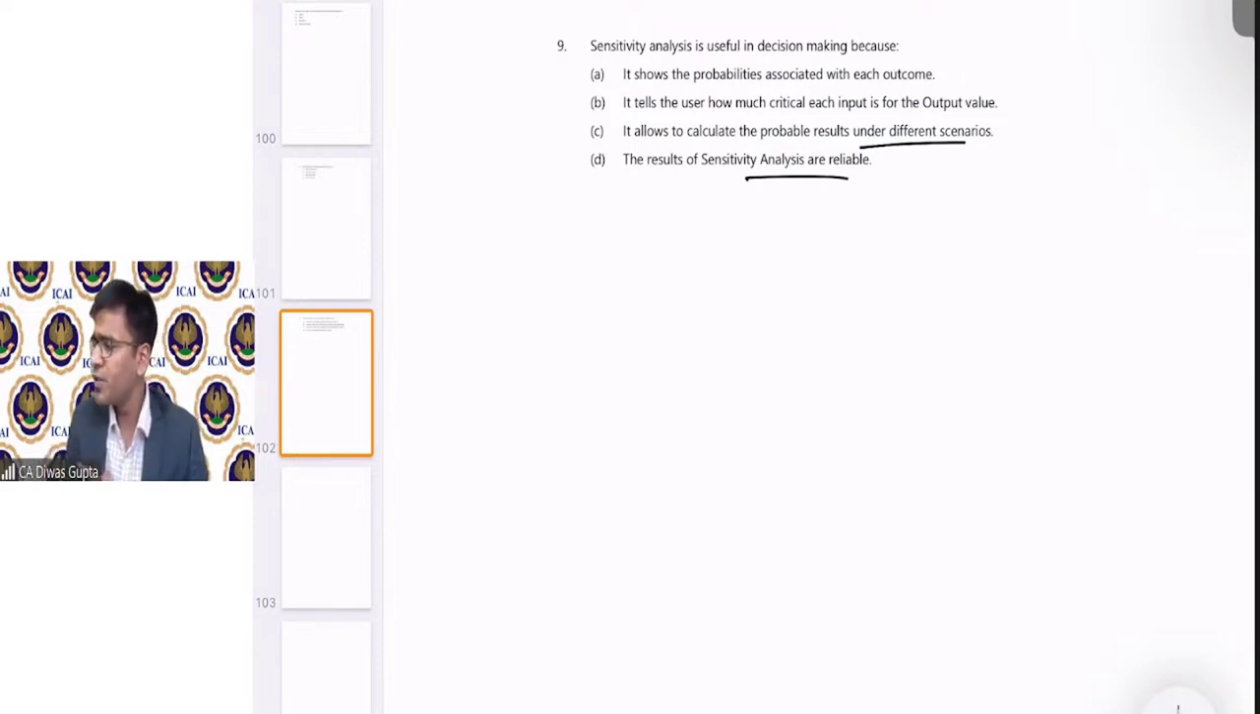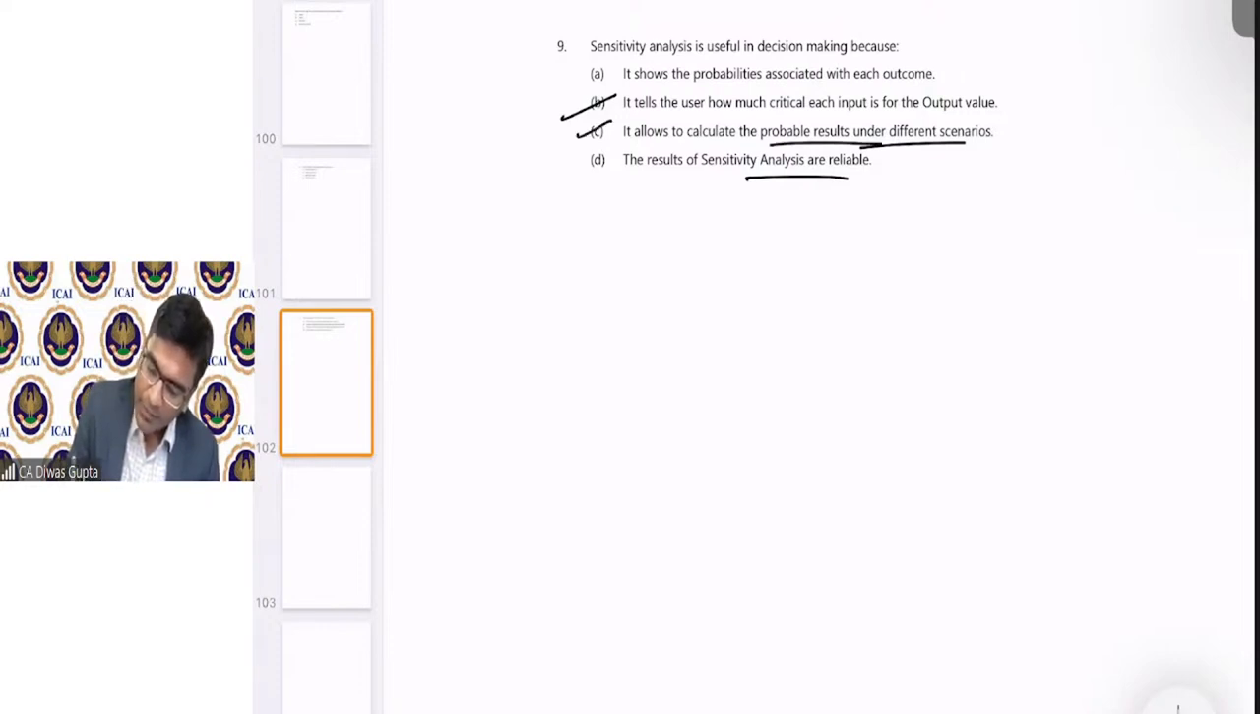Okay, we have answers from Devansh, Suraj, Mohammed Abdul Rahim, Mansha, and Shailesh. So Shailesh, please recheck your answer. It should be B. Why? Because we said that sensitivity is a relationship between how much input is changed and what impact it will have on the output. So what is the change in output to every change in input? That is what sensitivity is. Anumula, please check. It's not option A. Okay, tell me what is option C? It allows to calculate the probable results under different scenarios.